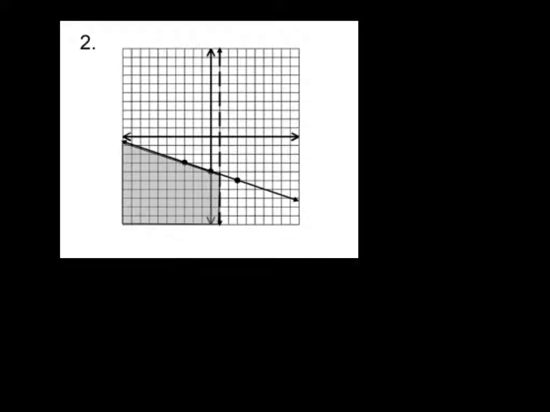Let's try another one. Here I'm going to start with this vertical line because I know that vertical lines, I'm using my acronym VUX, are going to be x. Then I look for my x-intercept, which was 1. It's a dashed line, so I know it's not equal to, and it was shaded to the left. So x is less than 1 would make this dashed line right here.